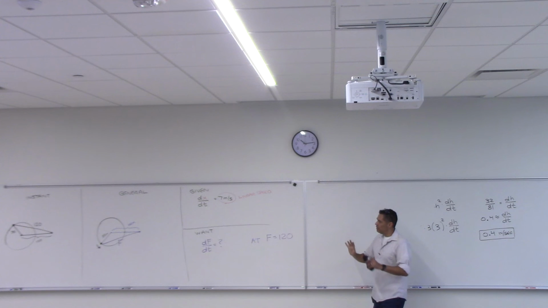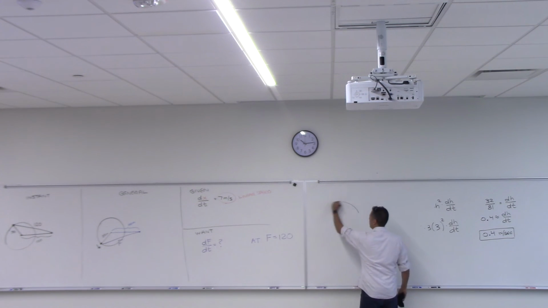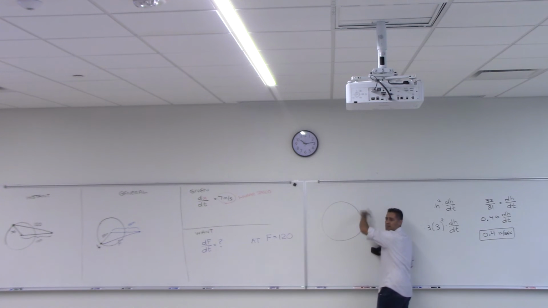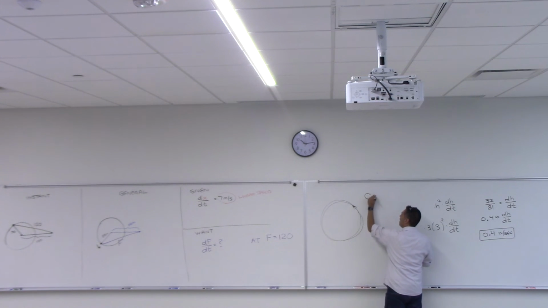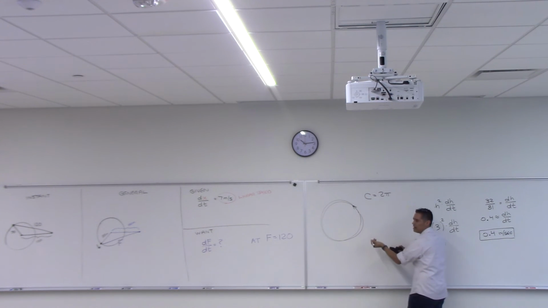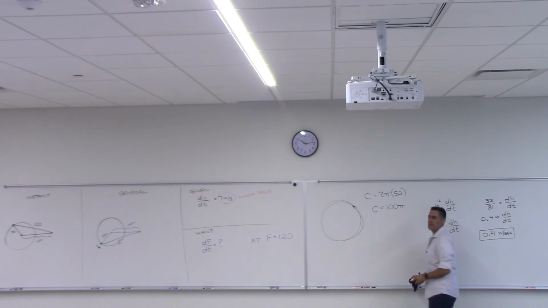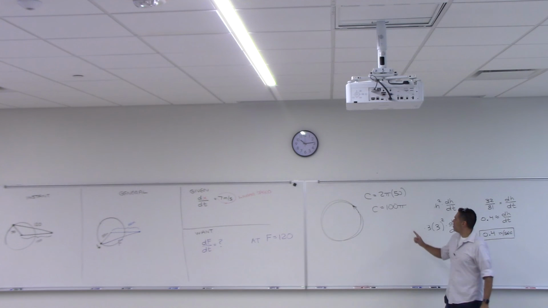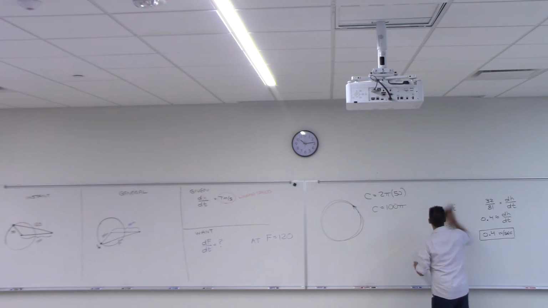Let's not overcomplicate this. Let's think about the distance around this circle. If she goes around one time, that's the circumference, which is 2 pi times the radius of the circle, which is 50. So the circumference is 100 pi. Agreed? She's got to cover 100 pi meters. That's how many meters it is around.